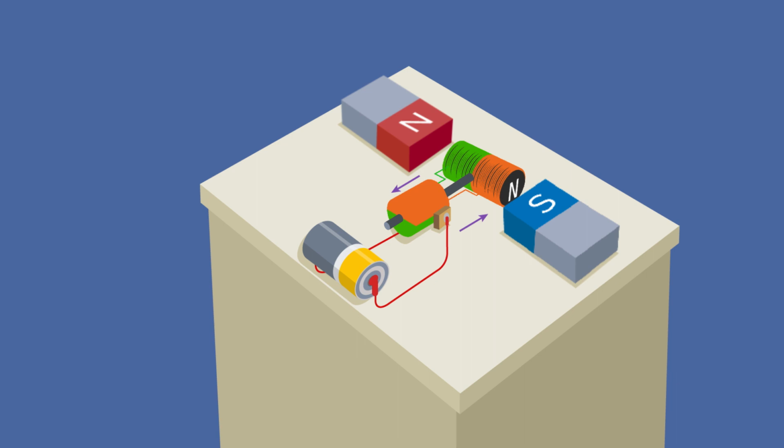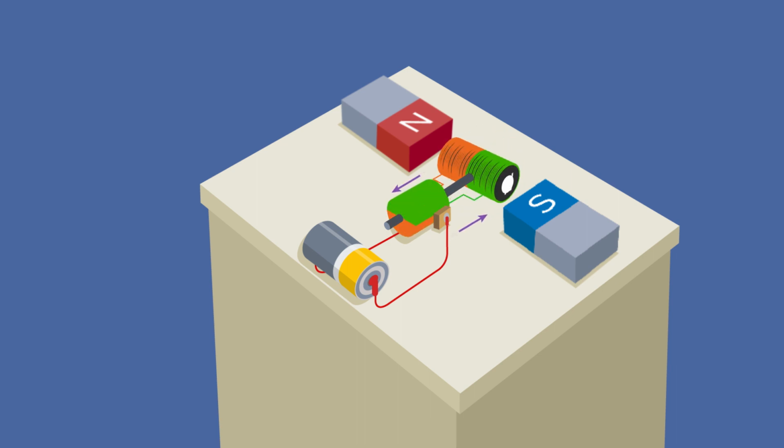As the coil aligns with the permanent magnet, the attraction would stop the rotation. However, the direction of the current is reversed by the commutator, which causes the poles of the electromagnet to reverse. Now, the like poles of the magnets are aligned and repel each other. The coil continues spinning. The commutator reverses the current on every half turn.